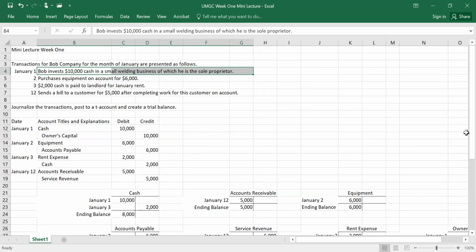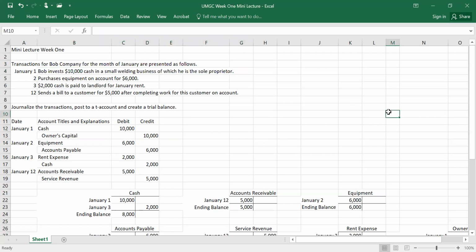But Bob invests $10,000 cash in a small welding business of which he's the sole proprietor. You just have to think this through in your head. So you would think cash. Okay, what kind of account is cash? Cash, okay, that's an asset account. Asset accounts increase with a debit. So I'm going to debit cash. And when you debit something, it's flush left. And I'm debiting it for $10,000.